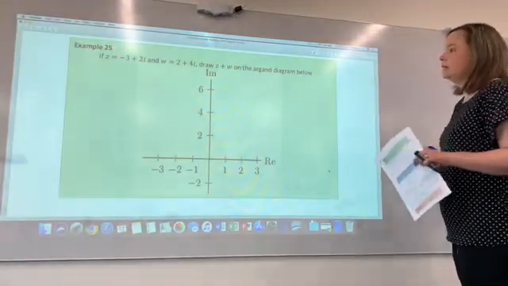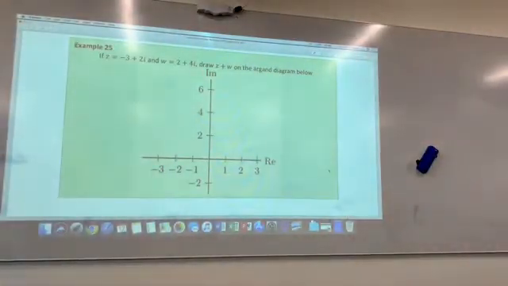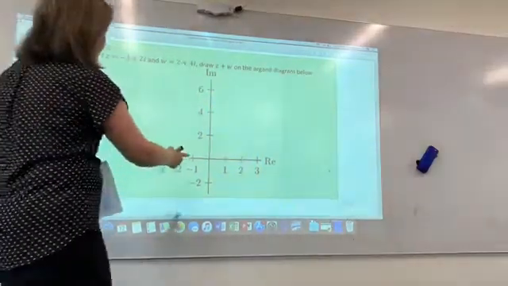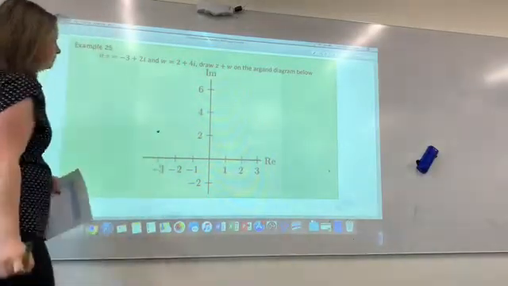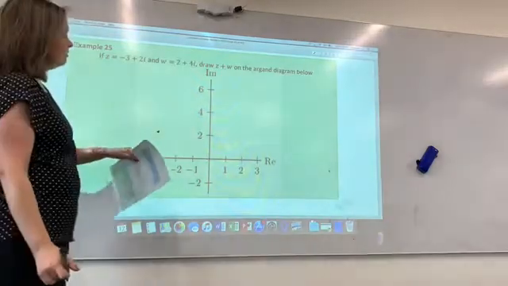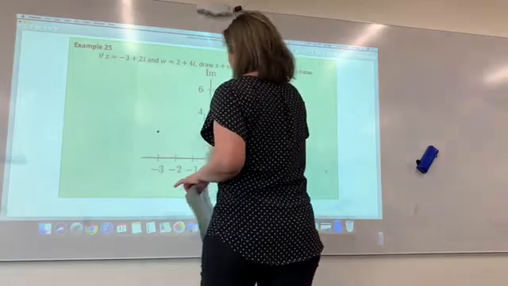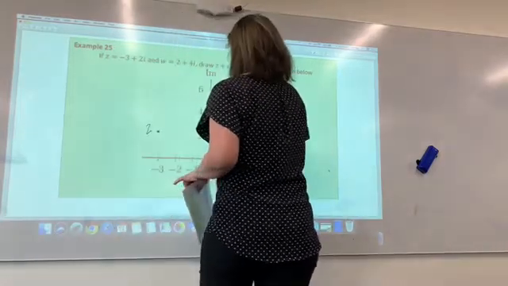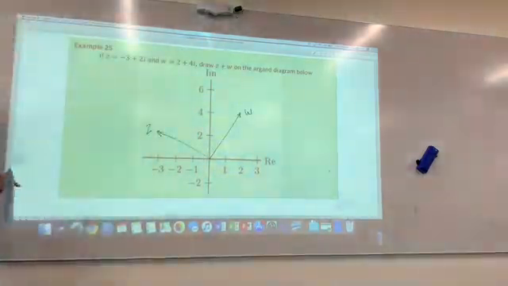If Z equals minus 3 plus 2i, and W is 2 plus 4i, draw Z plus W on the Argand diagram below. So Z is at minus 3 and 2. W is at 2 and 4. So I'll put W there, Z there, drawing those in as vectors.